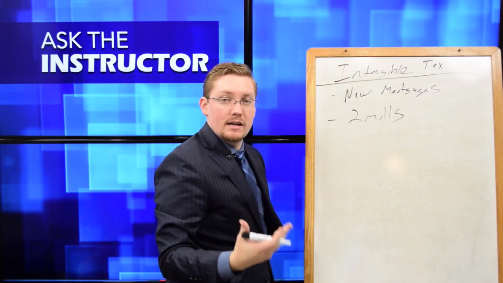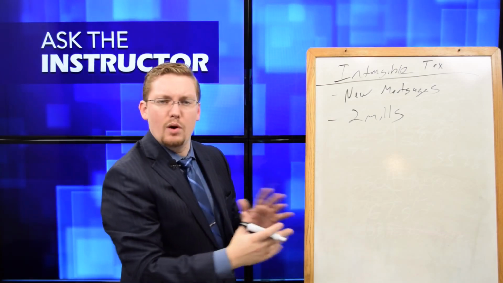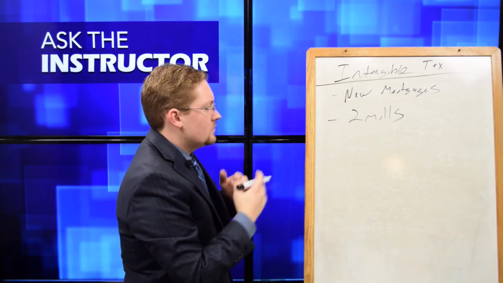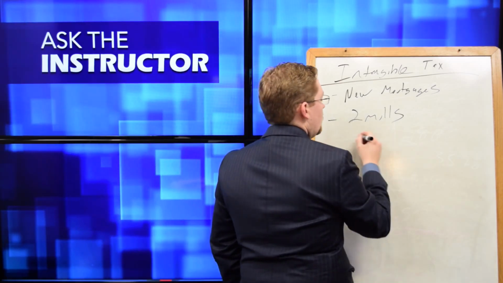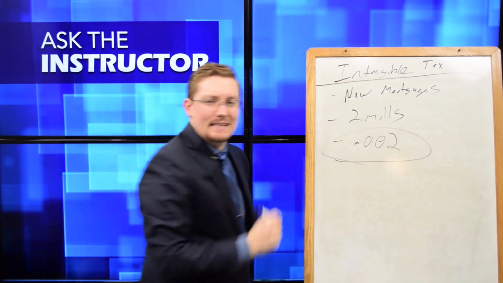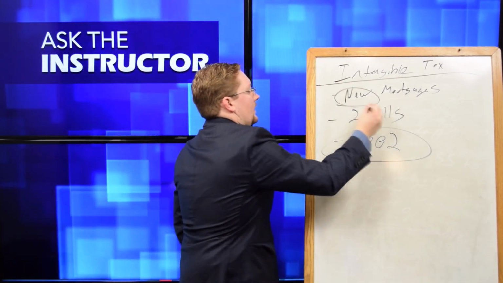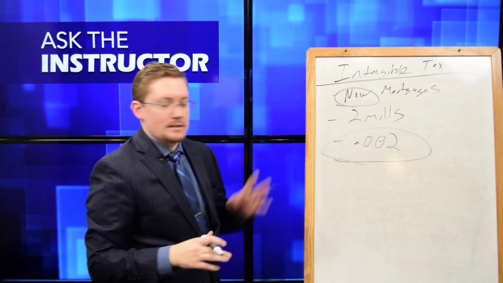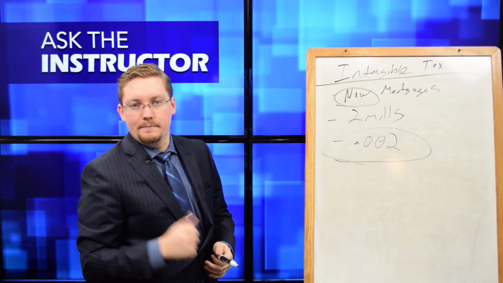A mil is basically a small percentage. It's 1/10 of 1%. So as a decimal, that's going to look like 0.002. Ultimately that's the number you're going to want to remember for the mils, it's 0.002 on our new mortgages. And what that means is all you're doing is taking the new mortgage, multiplying it by 0.002, and you've got your answer.